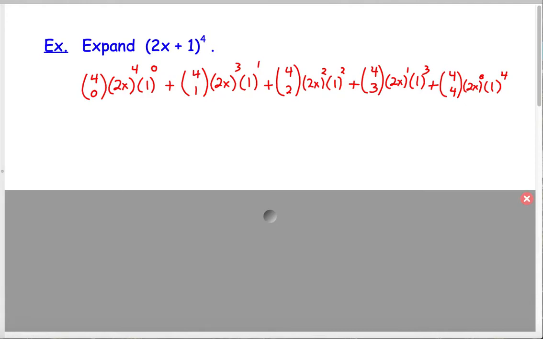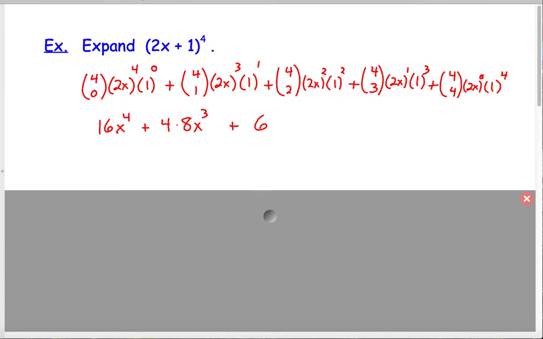So 4 choose 0 is 1. 2x to the 4th power, well, it's 2 to the 4th power, so that's 16. And then it's also x to the 4th power. Remember, it's 2x times 2x times 2x times 2x. And then 1 to the 0 is 1. 4 choose 1 is 4. 2x to the 3rd power is 8x to the 3rd times 1, plus, now what's 4 choose 2? 4 factorial over 2 factorial times 2 factorial, and that should equal 6, because we'll have 4 times 3 over 2, 12 over 2 is 6, check.